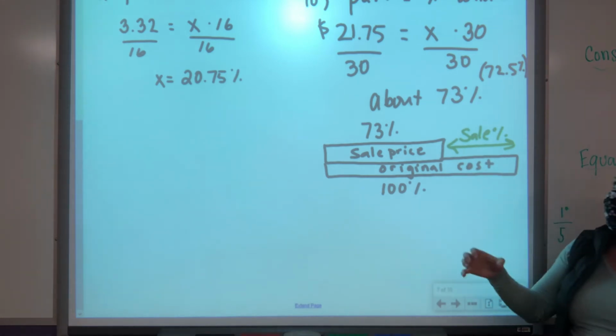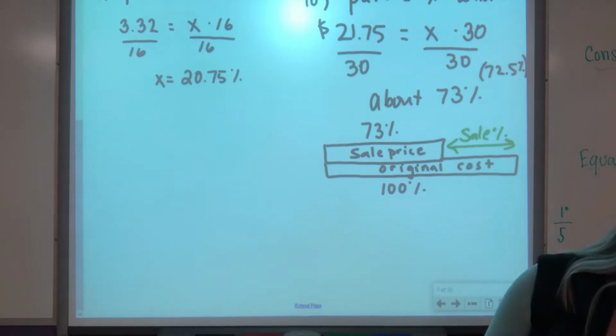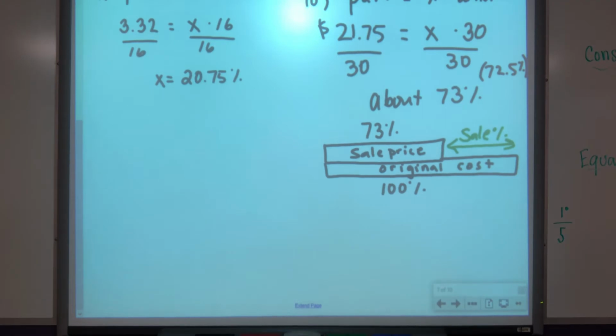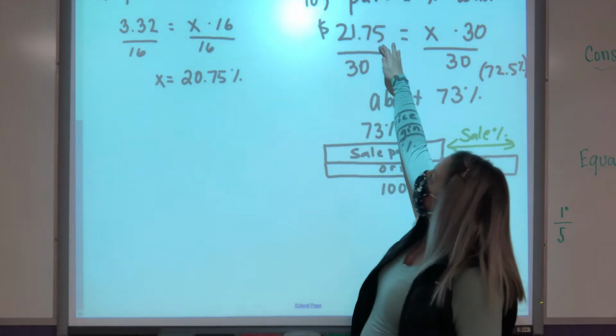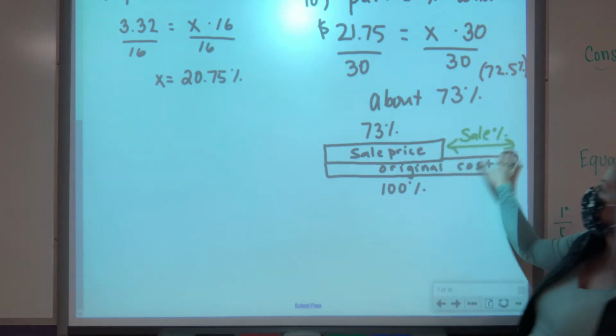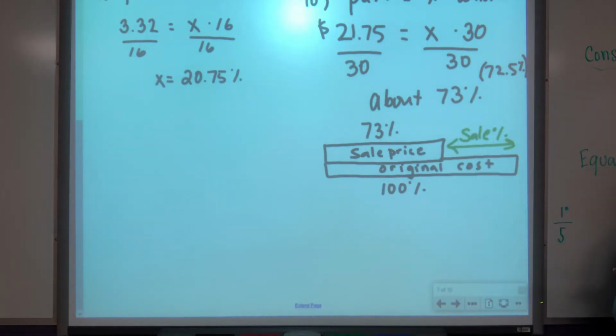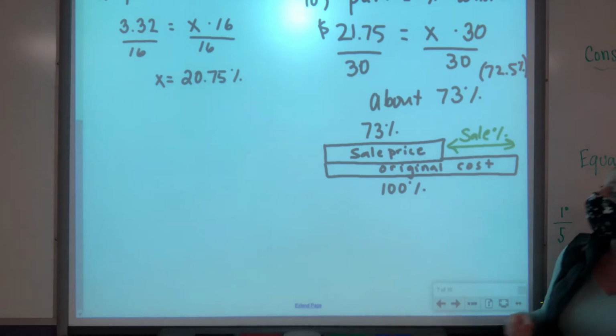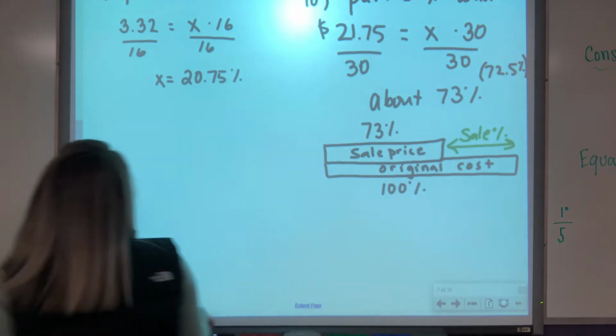Because the question asked, what percent of the original price is the sale price? So 27 and 7500 is 75% of the original price. So it's on sale for 27% off. Okay? So that's two different ways to look at the question, right? Good job, Danica.